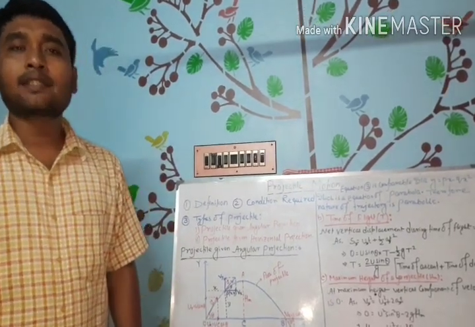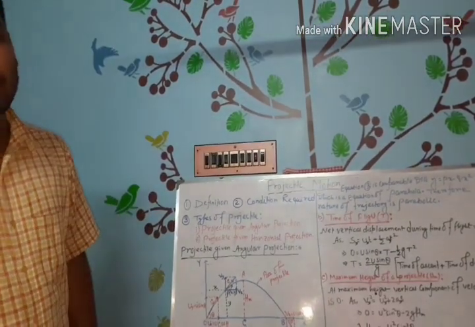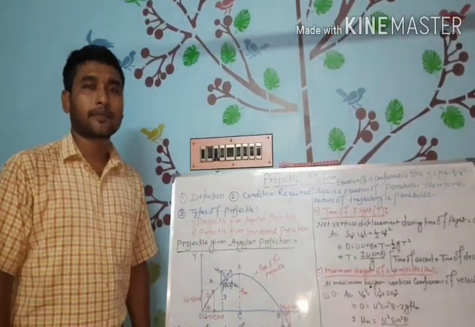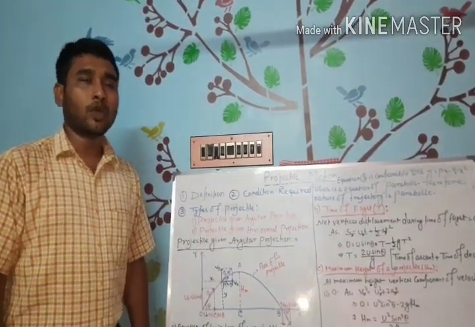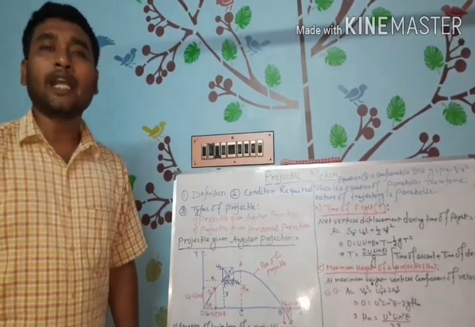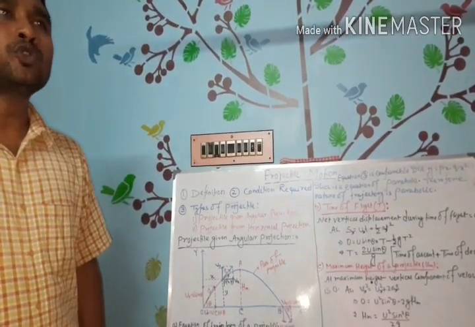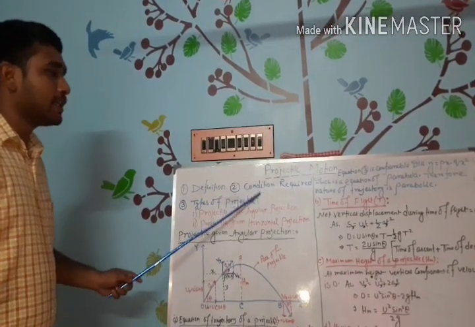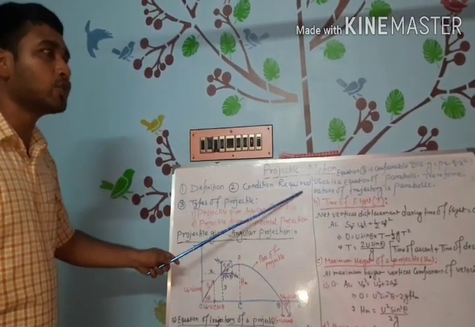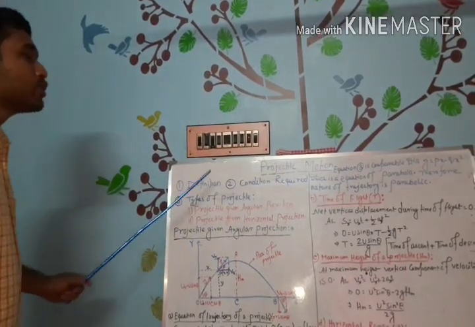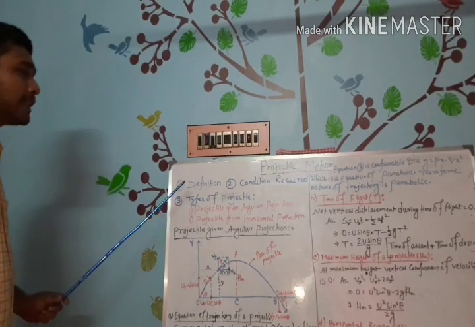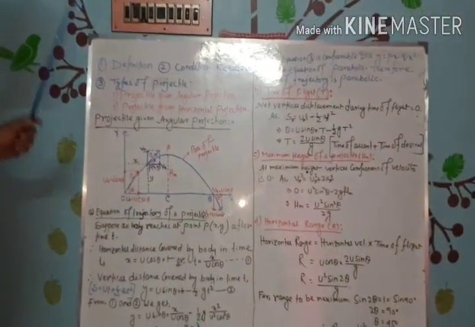Today we discuss projectile motion, which is the motion of an object in a plane. Regarding projectile motion, we have to know the definition of projectile motion, the conditions required for projectile motion, and the types of projectile motion. Firstly, we discuss the definition of projectile motion.